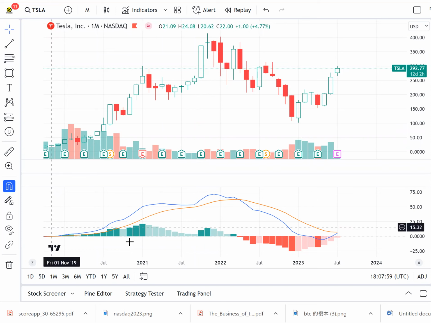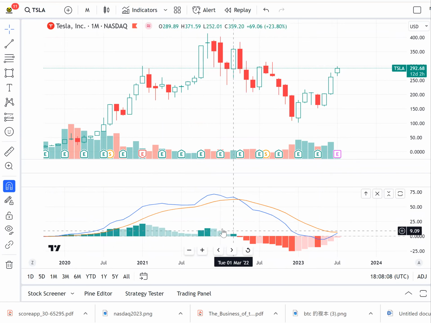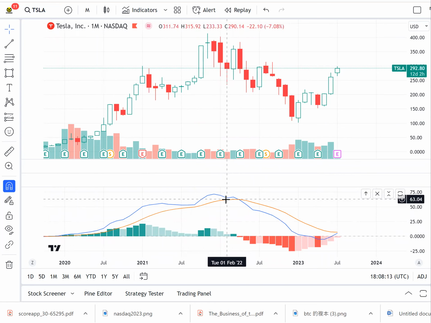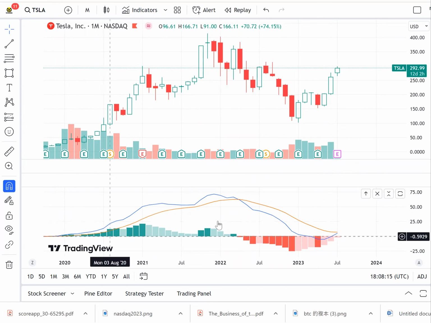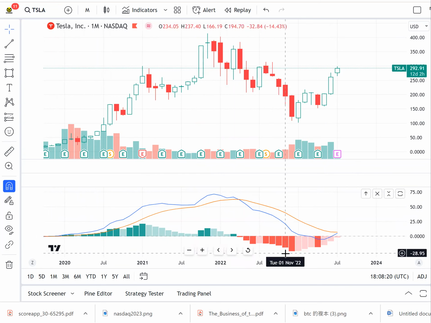And you can see this indicator is MACD. Basically, you can type here MACD, and it will form this indicator. And when this green bar happens, it means this is the long power. The long power is stronger than the short power. It means the buying power is more than the selling power.